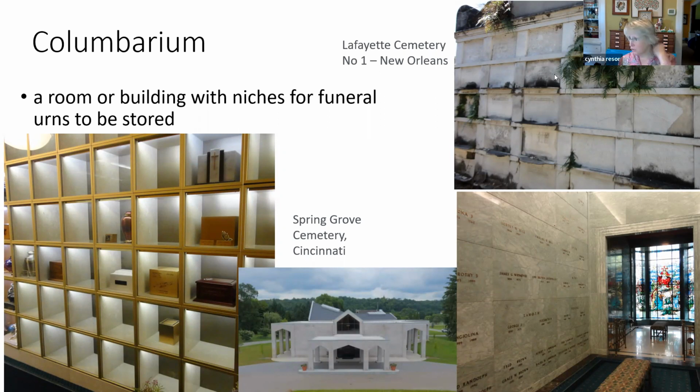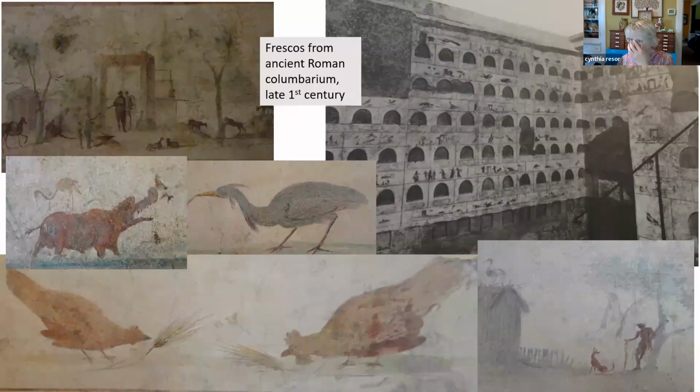Here's a picture in Lafayette Cemetery in New Orleans of these type of niches where people would be buried and their names inscribed on there. And these frescoes are actually housed in a museum I visited in Rome, but they were discovered in one of these community columbariums.